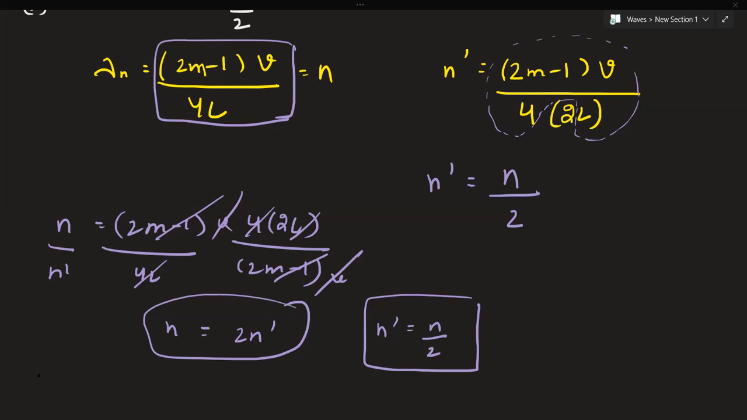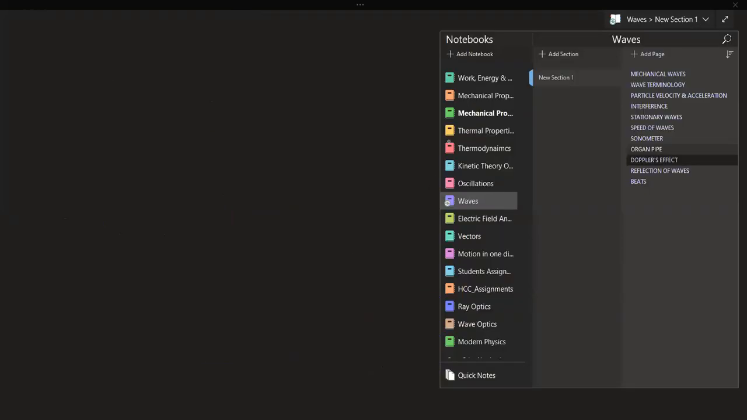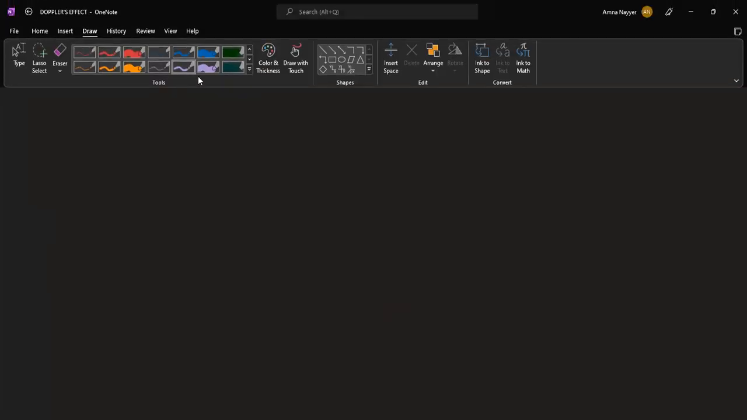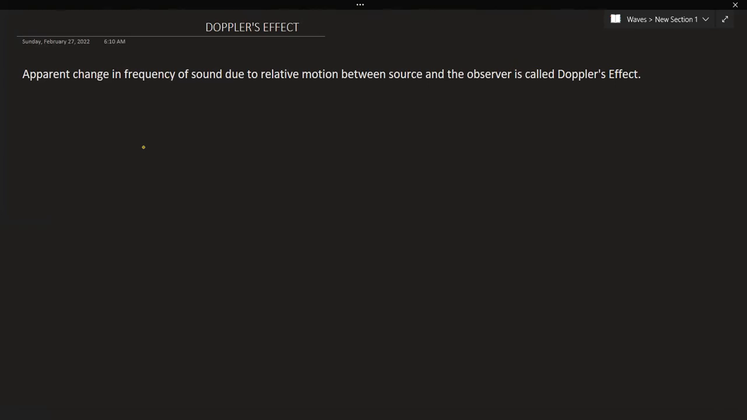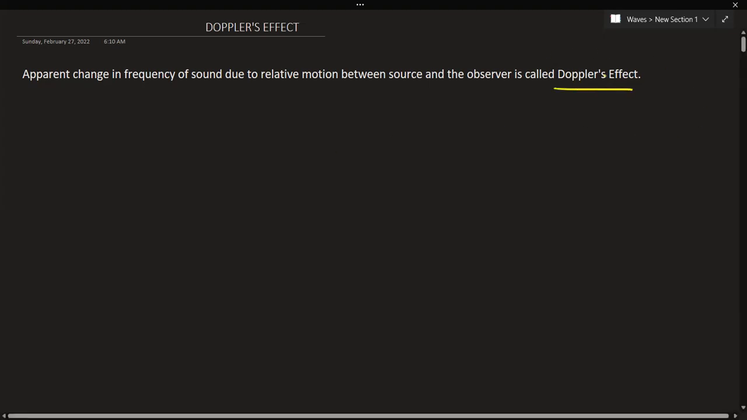Okay. Now see, we have one last topic, that is Doppler's effect. But I don't think it's a part of the syllabus now. But let's just discuss it in brief. So see, the definition says that the apparent change in the observed frequency of a wave due to the relative motion between the source and the observer. The source is where the wave is generated, and the observer is the recipient which is receiving the waves. So this change is observed because of the relative motion, and this change is known as the Doppler's effect.